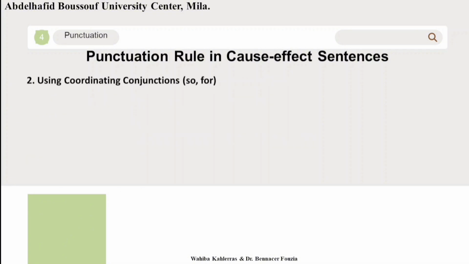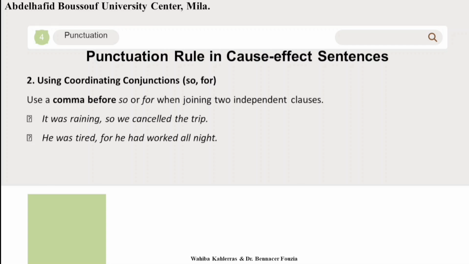When we use coordinating conjunctions, so and for, we use a comma before so or for, because so and for always come in the middle of the sentence. It was raining, so we cancelled the trip. He was tired, for he had worked all night.